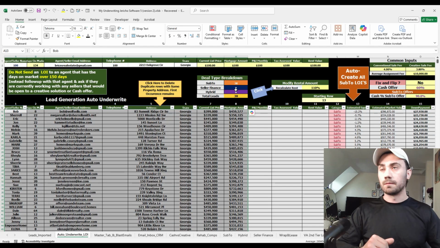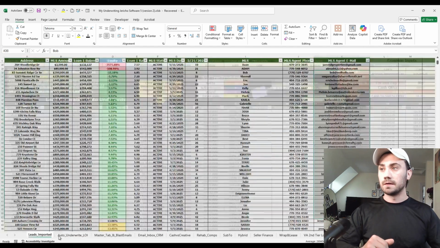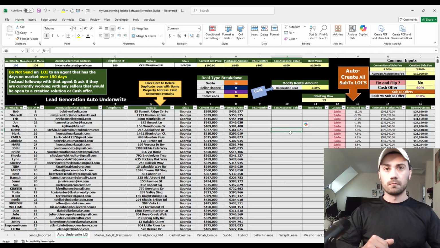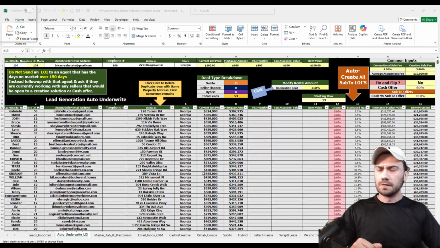Now I want to add a couple more properties to this data set here. So I'm actually going to go back into the leads import and I'll just fast forward this video here and I'll fill in some missing properties here that I really do want to create an auto underwrite for, and then we'll move forward from there. Okay, so now we're ready to move forward. I filled in a little bit more of this data set here.